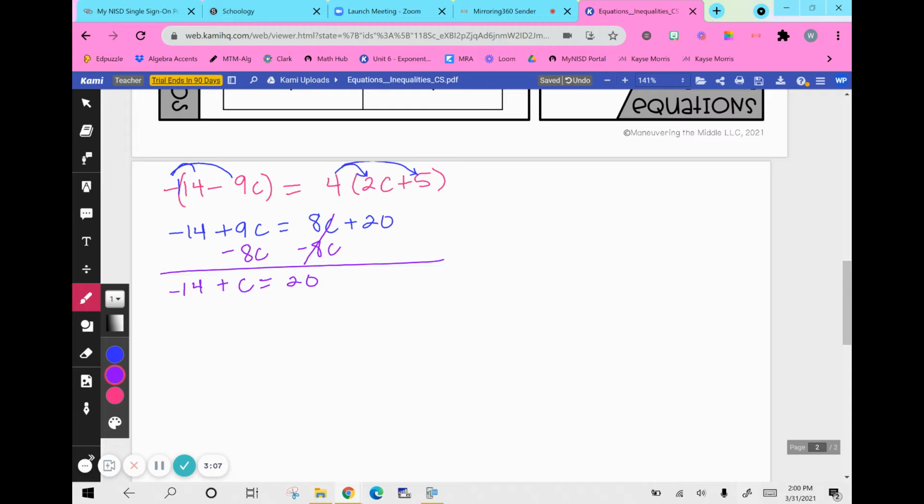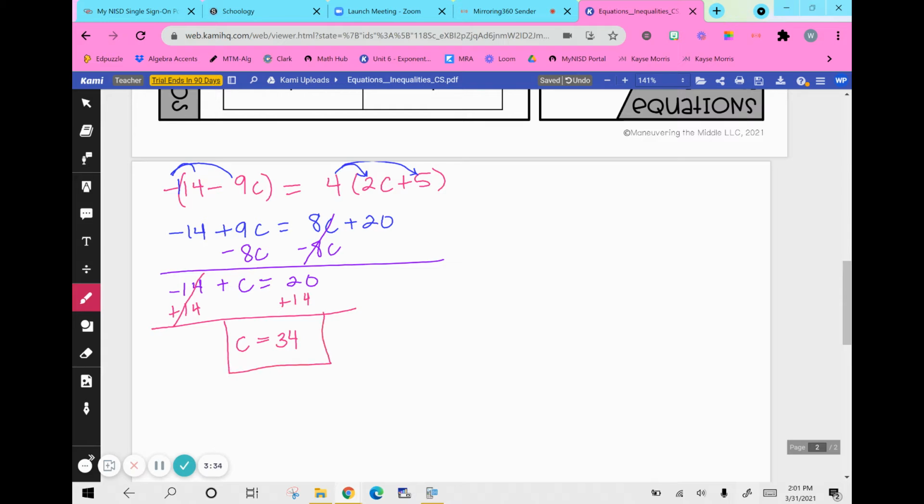So we're going to take this -14 and move it to the other side, because that's where our variables are. We want to move that away from our variables. So to move -14, we have to add 14. We're using inverse operations here. So -14 plus 14, that's 0. So it zeroes out, and we're left with c equals 20 plus 14, which is 34. So that's our answer. And we solved it using those steps.